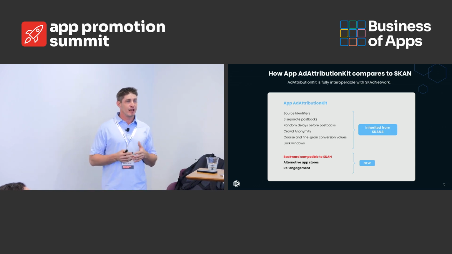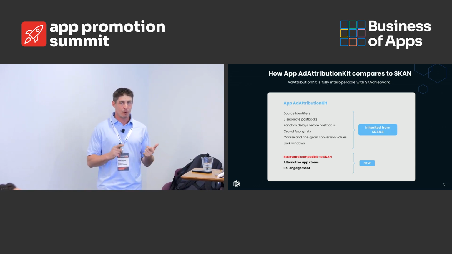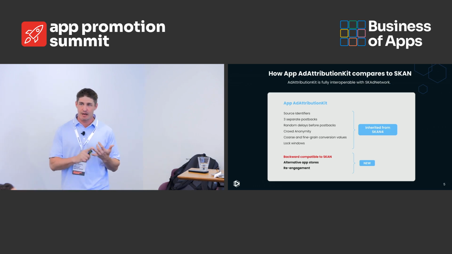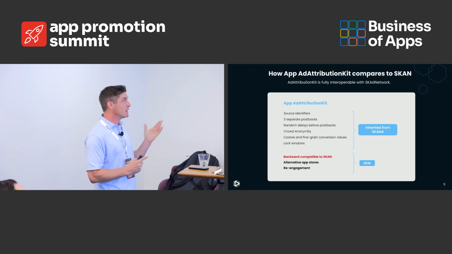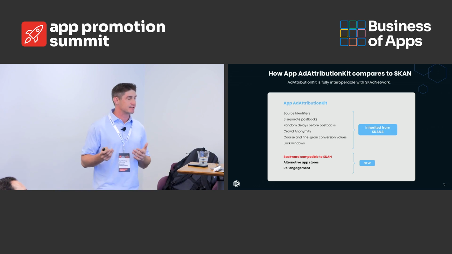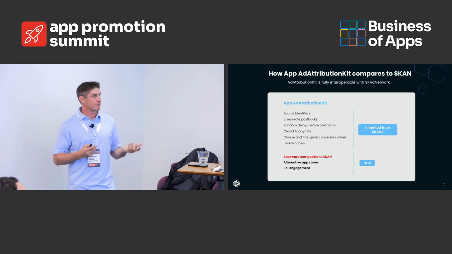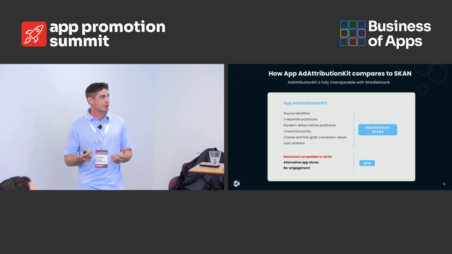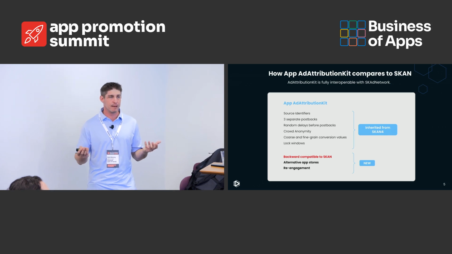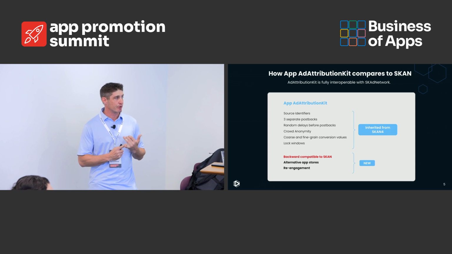Okay, so it still has all the same functionality as SKAN. We still have source identifiers. We still have fine and coarse grain conversion values. We still have 3 separate postbacks. We still have the concept of crowd anonymity. We still have lock windows. So it's basically SKAN 4, right, with a couple of additions. We now can track conversions from alternate app stores, once it's released, and then we can measure re-engagement as well.